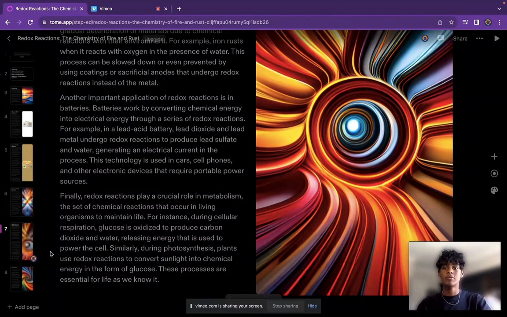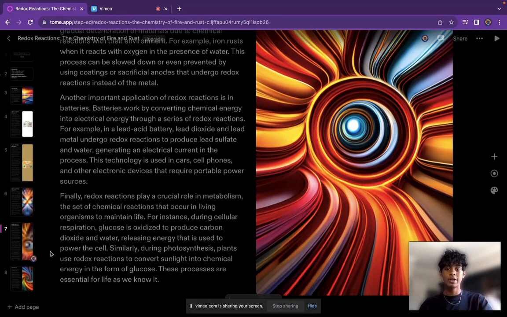Batteries work by converting chemical energy into electrical energy through a series of redox reactions. For example, in a lead-acid battery, lead dioxide and lead metal undergo redox reactions to produce lead sulfate and water, generating an electrical current in the process. This technology is used in cars, cell phones, and other electronic devices that require portable power sources.